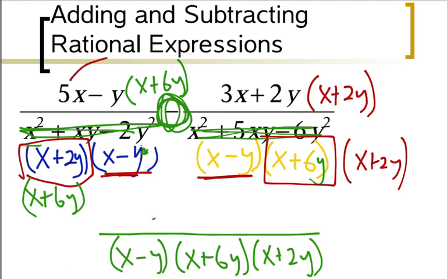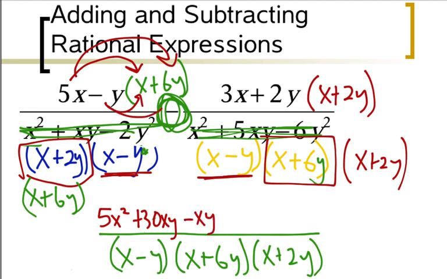So if I multiply, I'm going to get 5x squared. Multiply there, and that gives me 30xy. Then I take my negative y, and that's going to give me negative xy. And then negative y times 6y should give me negative 6y squared. So that's all from the first term.